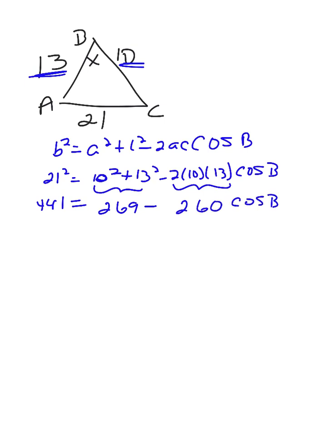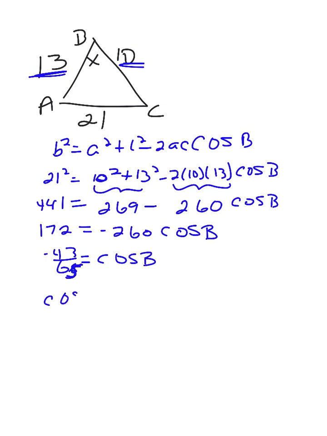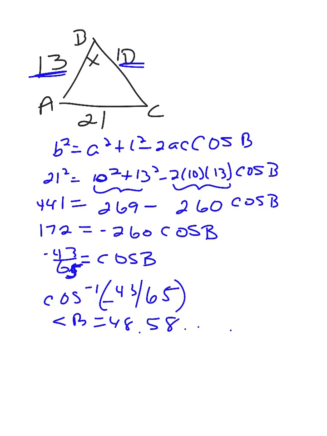So we subtract 269 from both sides. We get 172 is equal to negative 260 cosine B. Divide both sides by negative 260, we get negative 43 over 65 equals cosine of angle B. So we do second cosine of negative 43 divided by 65. So angle B comes out to be 48.58. Leave that decimal on your screen so that we can plug it into the area.